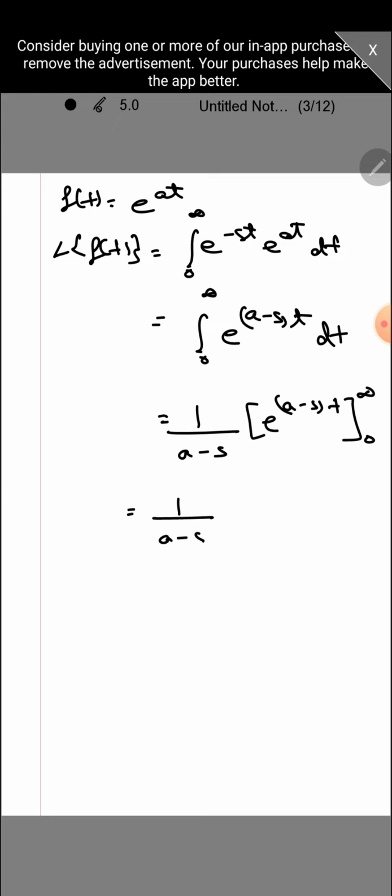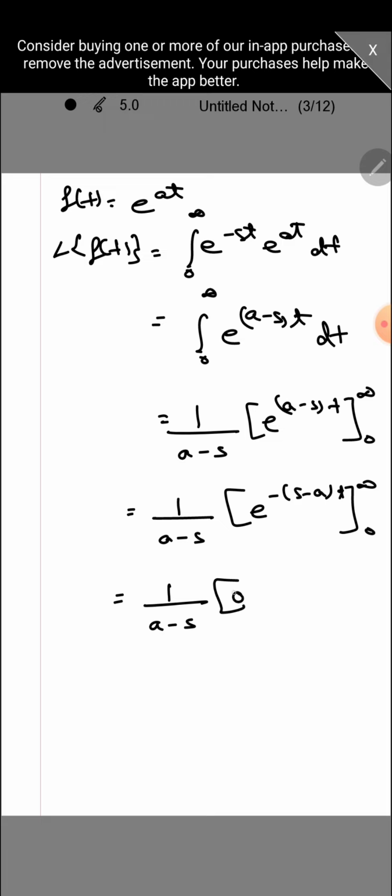Now we do a trick here, we change it to e to the power minus s minus a times t from 0 to infinity. Now see here, putting t equal to infinity, we have the value as e to the power minus infinity, and e to the power minus infinity is basically 0. So from here we get 0, then we have minus, and putting 0 we get 1. This is equal to 1 over s minus a.